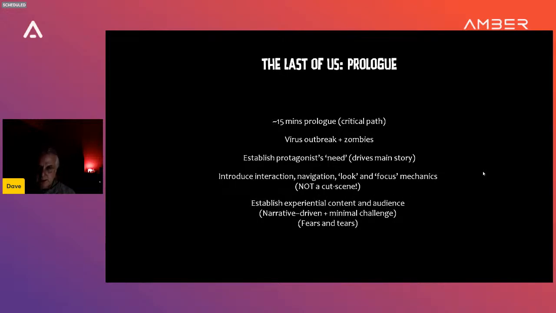And we're going to use these 15 minutes, this prologue, to identify our audience and the kind of emotive, experiential content of the game. So it's narrative driven, minimal challenge, so it's a very low bar to entry. And fears and tears is kind of how I refer to it. So this is our job. So we now assemble around our whiteboards and try and figure out how the heck we do this.